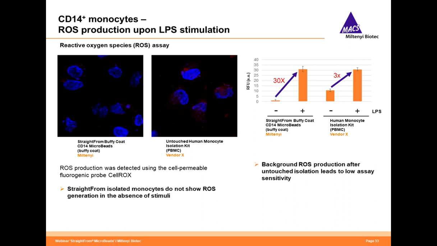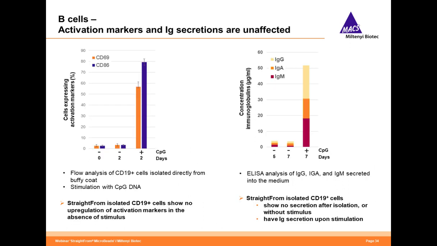On the left hand, you see the StraightFrom Buffy Coat CD14 enriched monocytes, and you see no ROS production, whereas on the right hand you see monocytes which were separated via the reagents from a vendor, where you first need to do a Ficoll. So you enrich your monocytes untouched but from a PBMC fraction, and you see immediately that there's an increase in ROS production, and this is reflected here as well. On the right hand the background of the ROS is extremely high, which lowers your assay sensitivity when analyzing ROS production from monocytes.